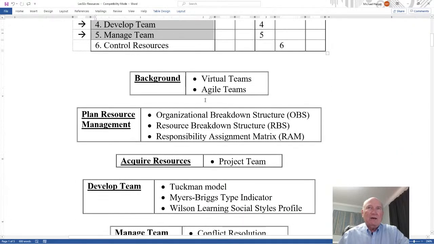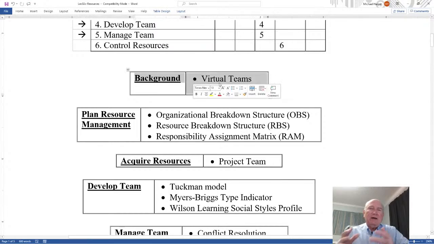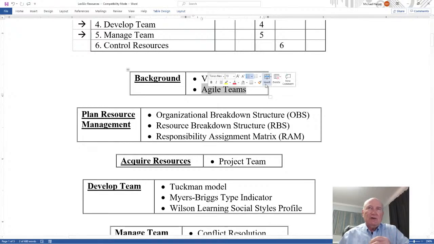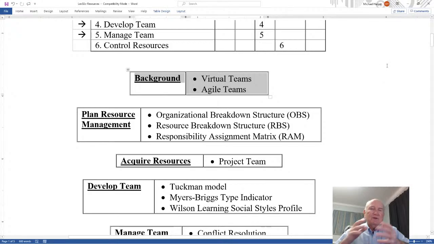A little bit on background. Everything we talk about is co-located teams. A lot of times you'll have virtual teams, which are non-co-located and can be dispersed. But you can also have agile teams that are co-located. So there are different types of teams for different types of projects. I will not distinguish between co-located, virtual, or agile teams. It's just going to be teams in general, but teams can also be broken down in more detail into virtual and agile teams.